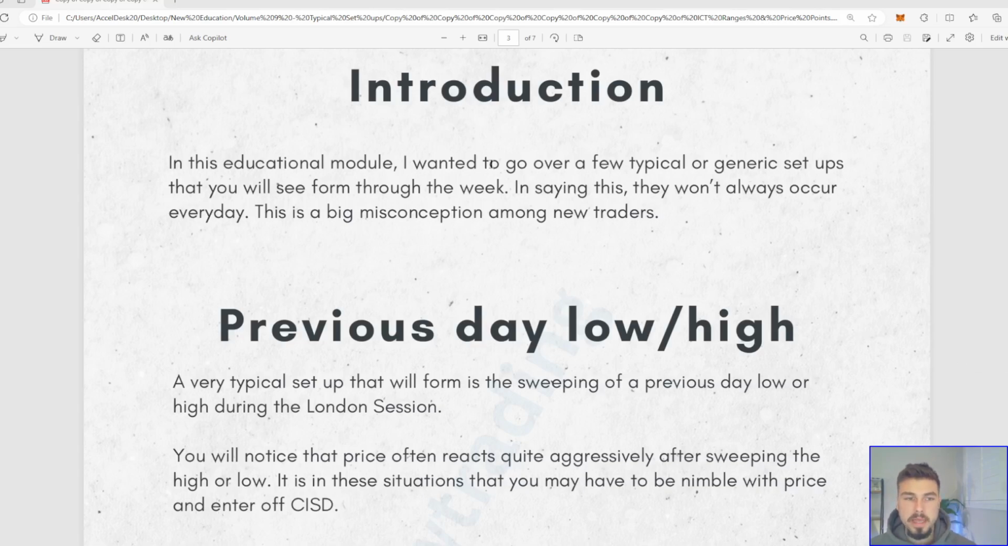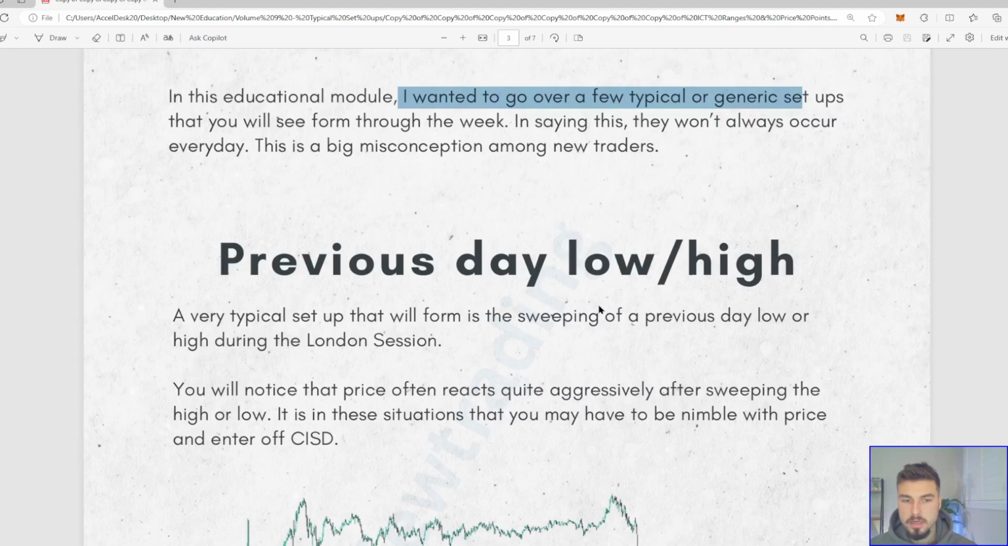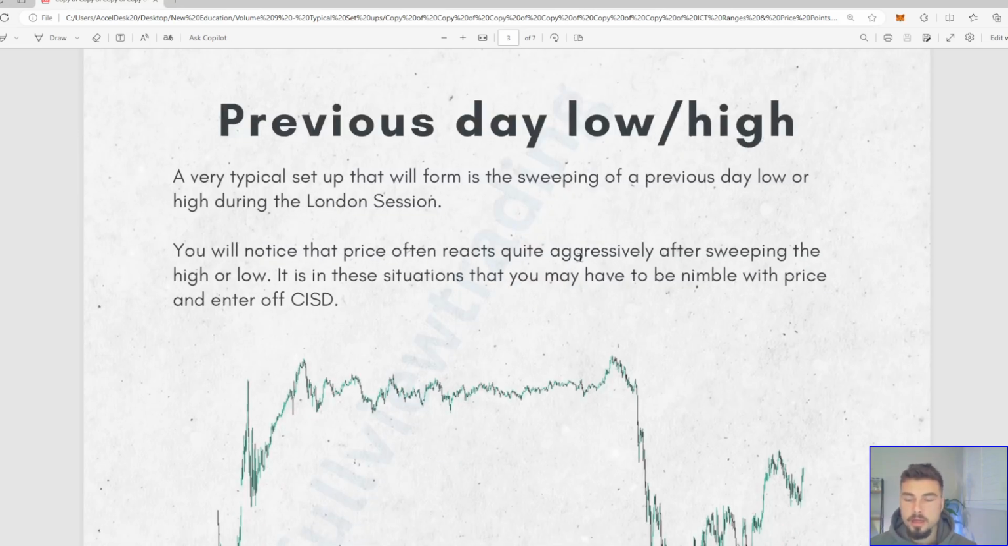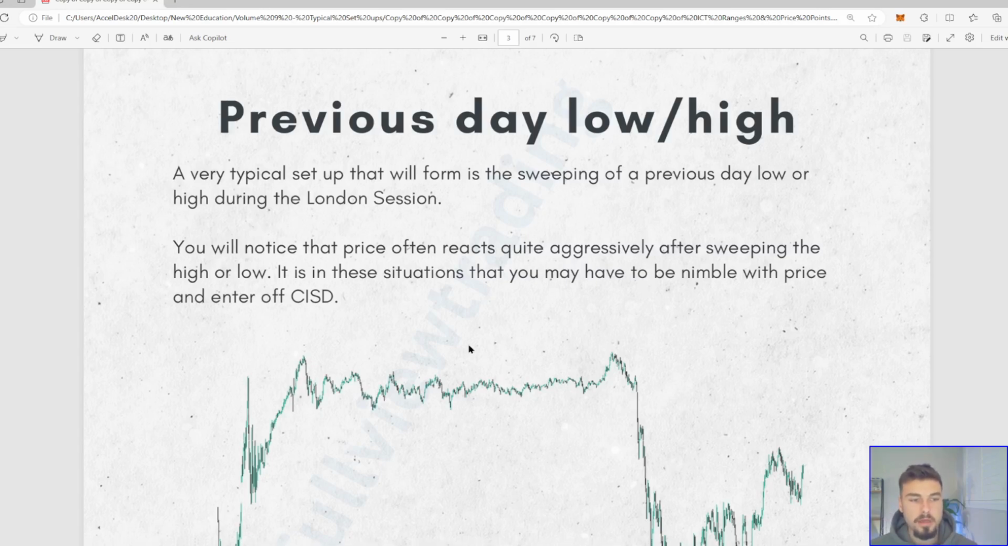So again, I just wanted to go over some generic setups. The first one, I just want to get straight into it, is what happens usually when price sweeps a previous day low or high. Right, so it's a very typical setup that often will form during the London session, because as you guys can appreciate, sometimes the London session forms the high or the low of the day. And when will this high or low form? When you sweep a previous day high or low, right? So have a look here.